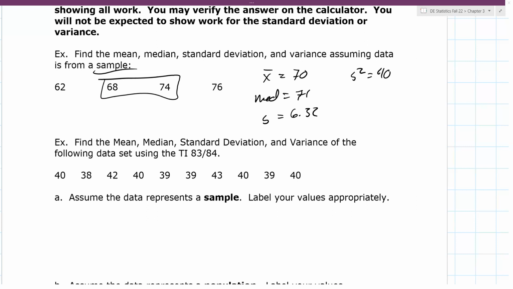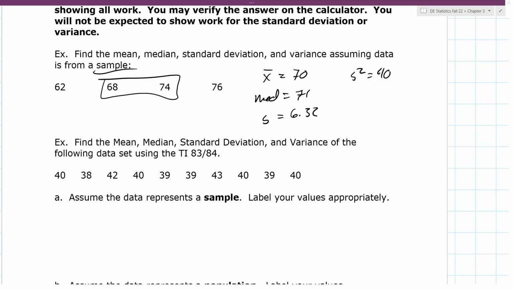And then we're going to look to see what information it needs. It needs the list. So we put all of our information into list 1. So I'm going to clear out list 3. I don't want list 3. Then I'm going to hit second and 1. That brings up L1. I'm going to make sure my frequency list is blank. I'm going to scroll down to calculate. I'm going to hit enter, and it pops up with all of the different statistics I could want.